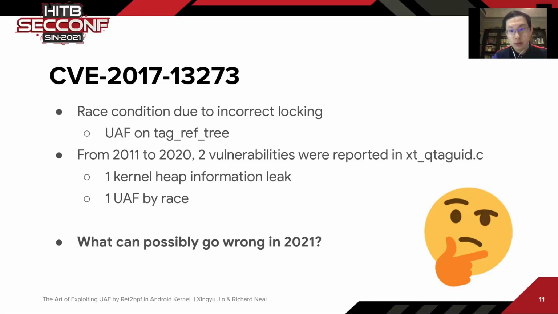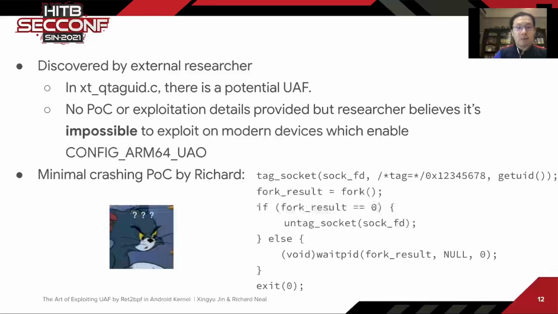The bug was reported by an external researcher early this year, saying that there is a potential use-after-free under certain conditions. There is no proof of concept or exploitation details provided, but the researchers believe it's impossible to exploit on modern devices because the hardware-level mitigation, the user access override, is enabled on kernel 4.14 by default.